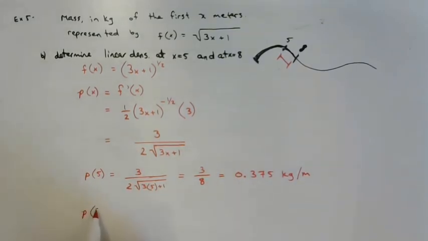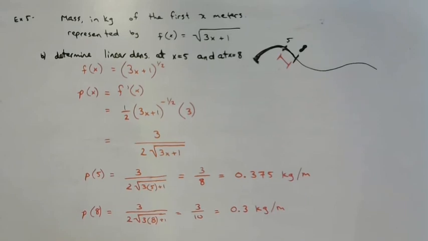And then for the density at the 8-meter mark, we do the same thing. Sub 8 in wherever we see an x. That's going to give us, in the denominator, square root of 25 is 5 times 2 is 10. That's going to give us 3/10, which equals 0.3 kilograms per meter at that point.